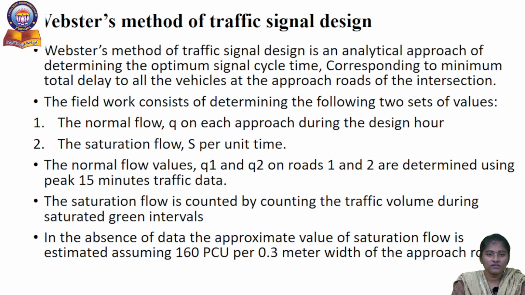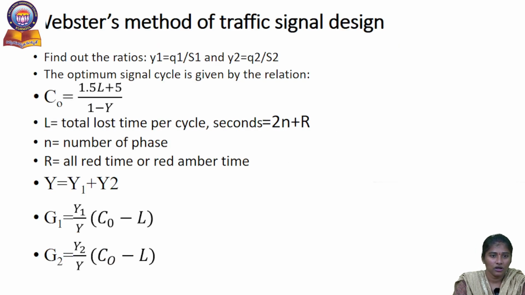According to this Webster method, we collect data such as normal flow, that is the number of vehicles crossing that section during the design hour, and we collect saturation flow data, that is peak flow in that particular location. Here Q1, Q2 are the normal flows. S is the saturation flow collected at that intersection. To find out the ratio, Y is the ratio between normal flow to saturation flow. So Y1 is equal to Q1 by S1, where 1 is nothing but the direction, one direction. Y2 is equal to Q2 by S2.